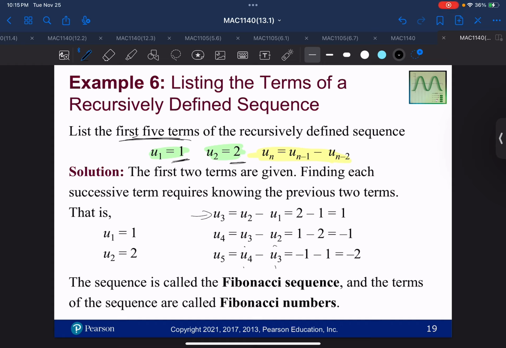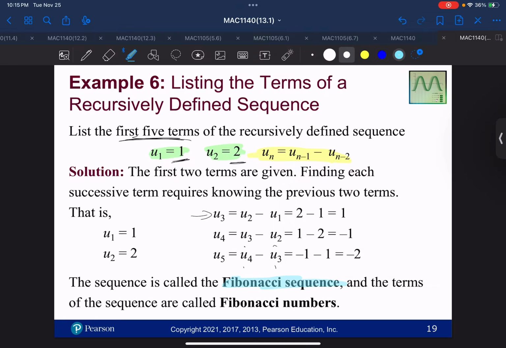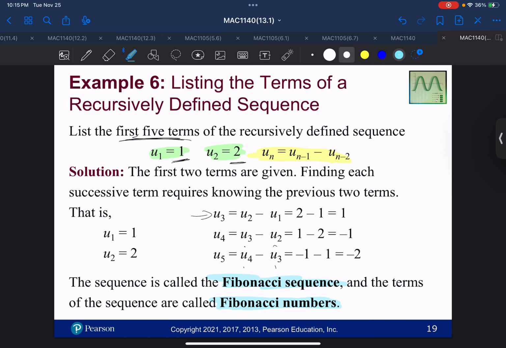So this is a special sequence called the Fibonacci sequence. And the terms of this sequence, these are called Fibonacci numbers. So it's actually a very, very famous sequence. You've probably heard of the Fibonacci sequence before.